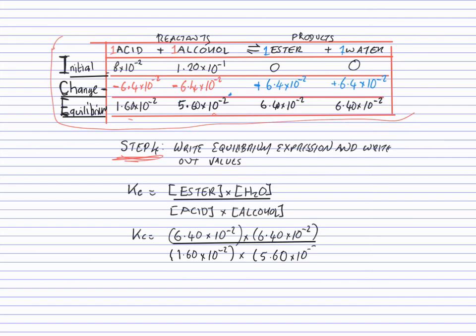Now, before you start diving for your calculators, we can cancel out the 10 to the minus 2s. And that makes it a lot faster to enter that into your calculator. So the answer comes out to 4.57. There are no units because the units cancel out. And the number of significant figures is 3, because throughout the data that had been given to us was to 3 significant figures.